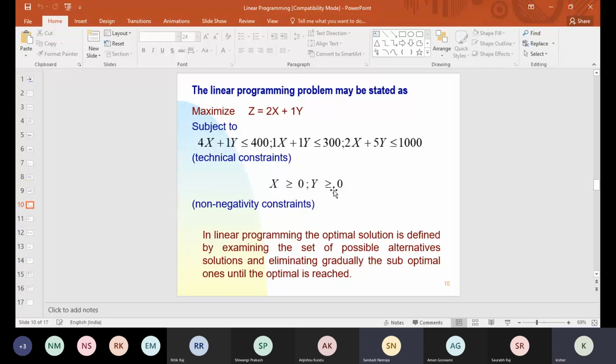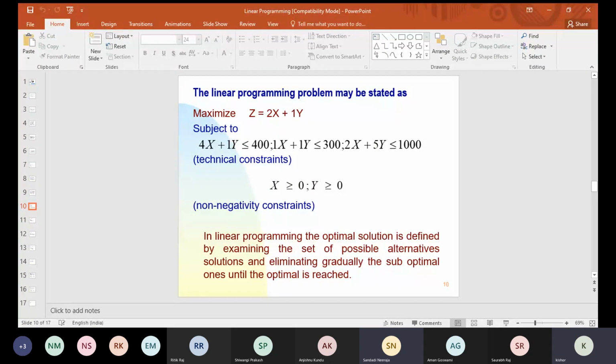In linear programming, the optimal solution is defined by examining a set of possible alternative solutions and gradually eliminating the suboptimal ones until the optimal is reached. Let's go to our visualization.